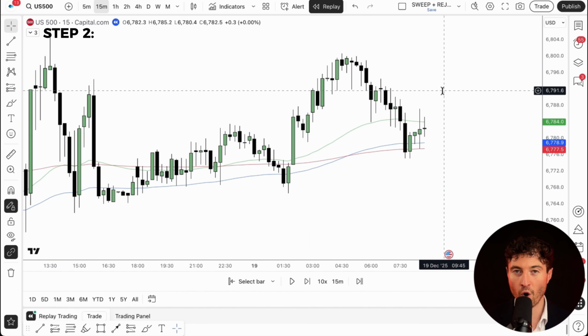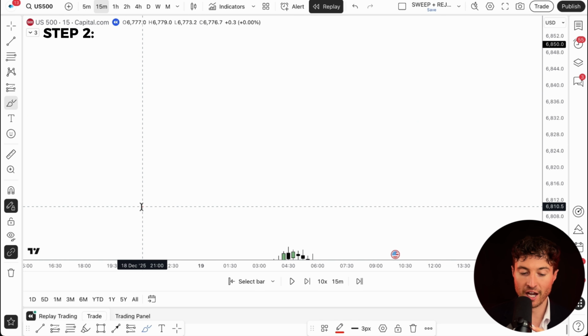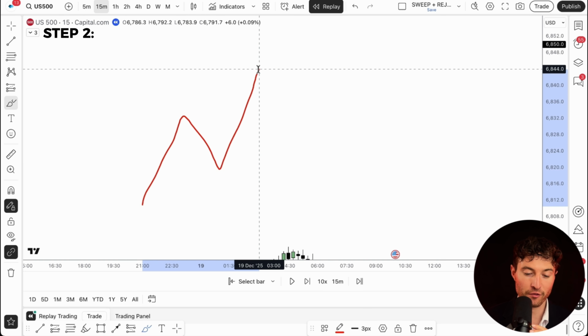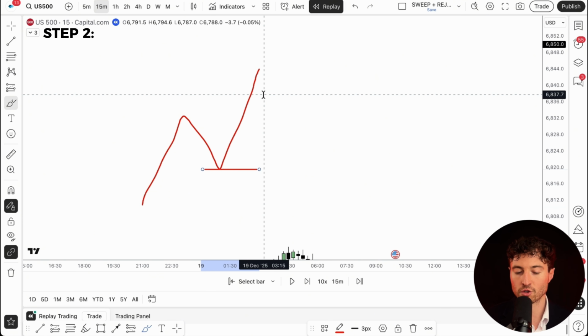Okay, so step number 1 was great, but step number 2 will allow you to time the market correctly. What I often see happening is this. Let's say you've identified a long bias market, so you know that price is more likely to go higher, more likely to go to the upside.